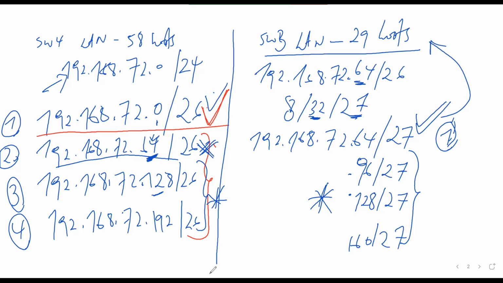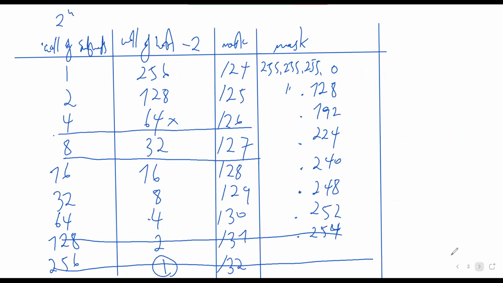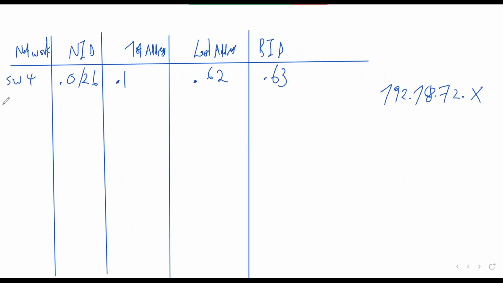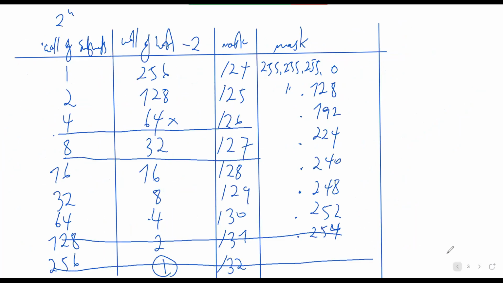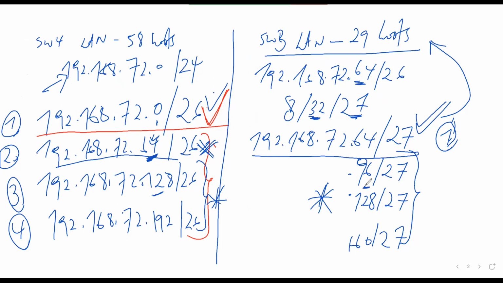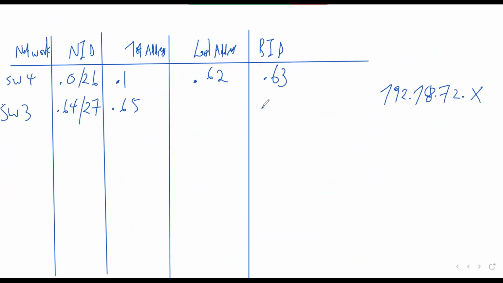Right. So we have assigned the second network. This one becomes our second network. The total for the switch 3 LAN is .64/27. Our first address becomes .65 from here. For our broadcast address, we look at this one, 96, so 95 becomes our broadcast address. Automatically, .94 is the last usable address in that network.